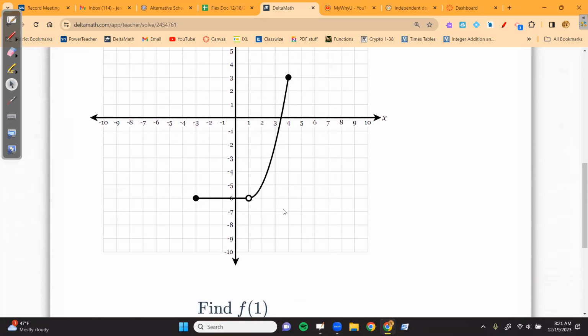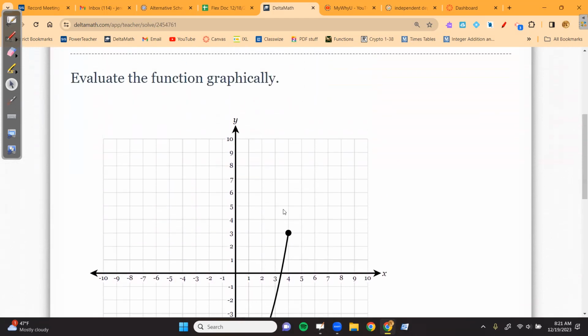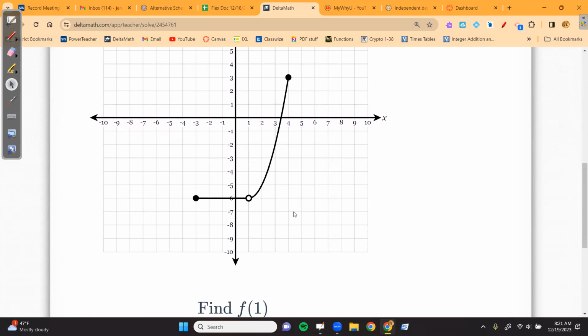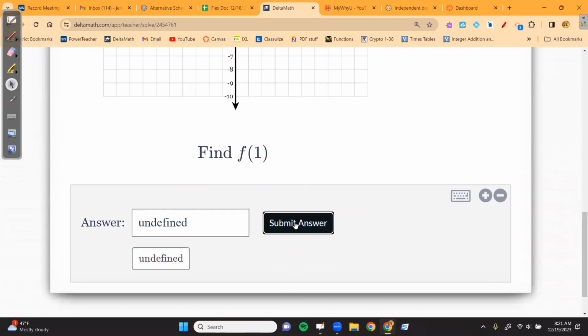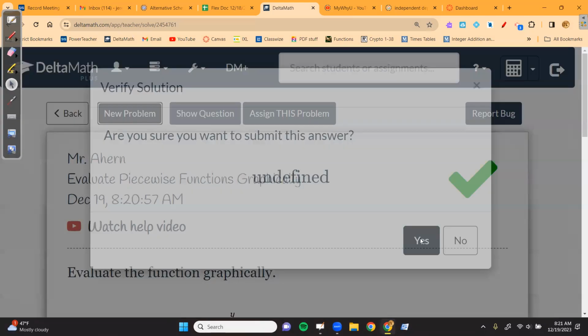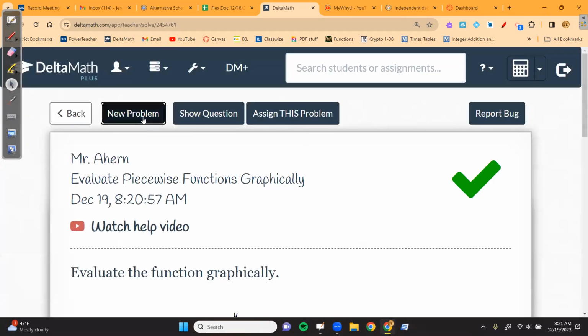Neat, huh? Let's find f of 1 this time. Go to 1. Look up. Do you see the graph? I don't either. Look down. Do you see the graph? No, you don't. What's below you at 1? Oh. It's a hollow circle. So what is the f of 1? It is undefined. Yeah, there's a circle there, but that circle being hollow specifically says, I don't count, right? Let's do another one.